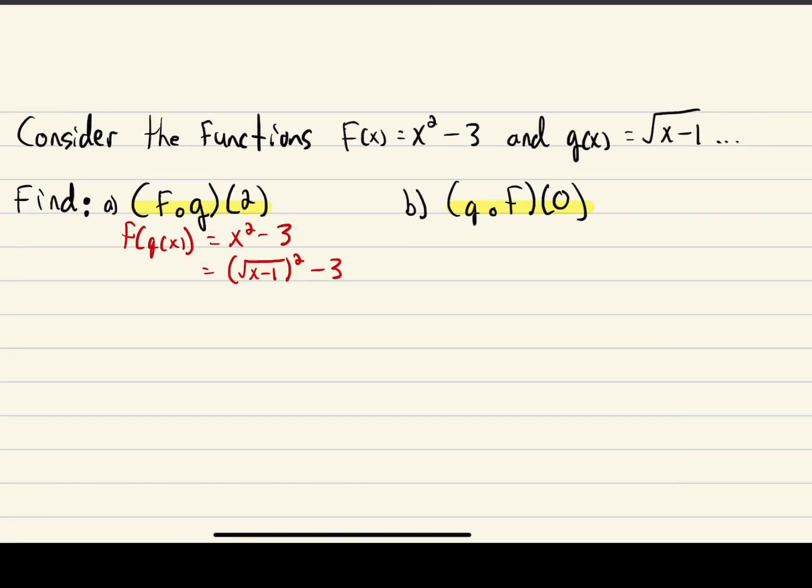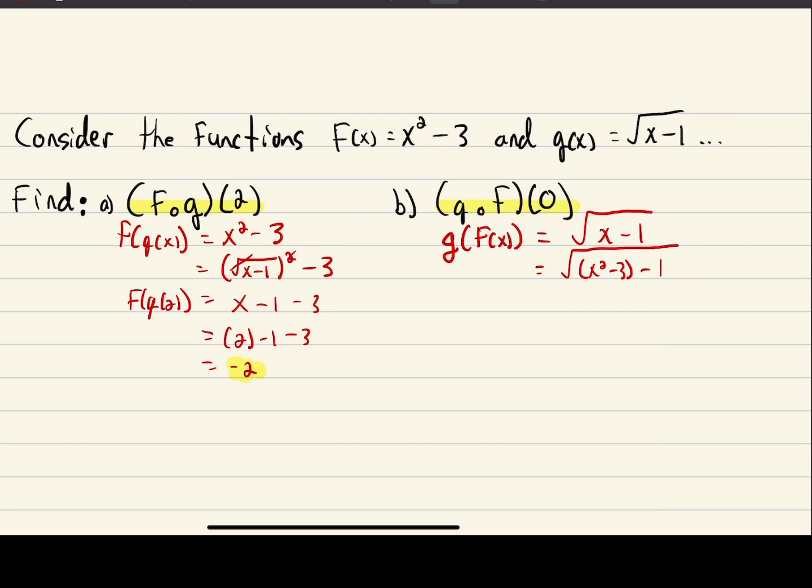So substituting g into the f function here, I end up getting (√(x − 1))² − 3, which we know the square and root cancel out. And then I'm left with x − 1 − 3, which, when I plug in the value of 2 for x, because remember this is now f of g at 2, gives 2 − 1 − 3, and that gives me a total value of −2.